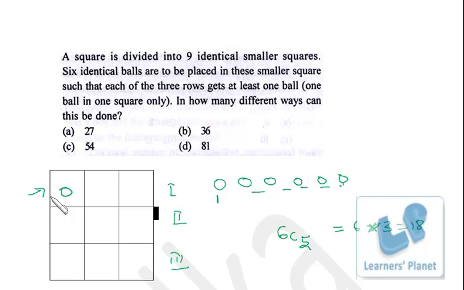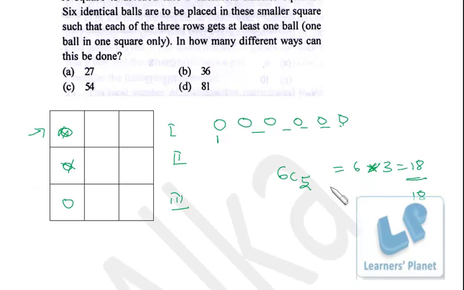Now the same case holds for the other rows also. Suppose instead of over here, I put one ball in the second row. Now the remaining options are as before. So once again we have 18 choices. Now I put the one ball over here, and the other two rows will have the 5 remaining balls. So once again 18. In all there will be 54 ways, right?